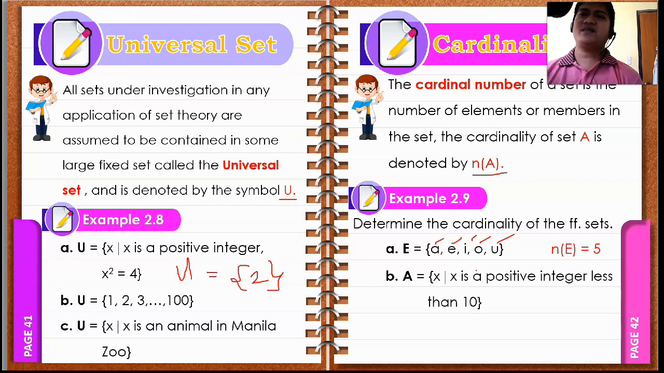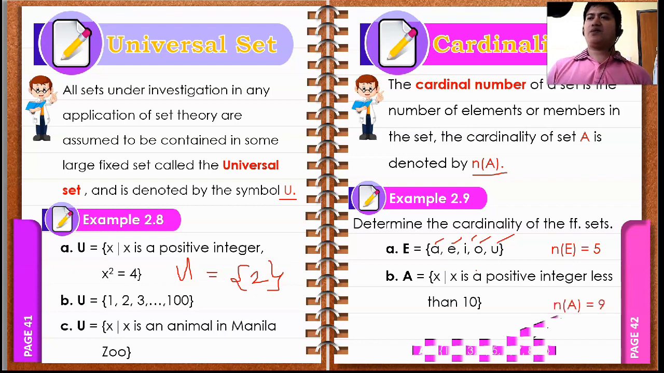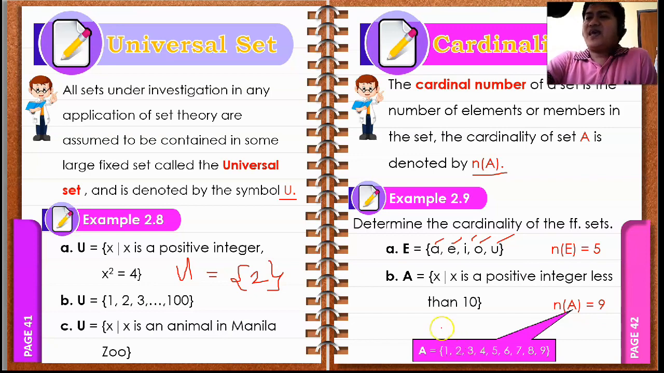Another example, we have set A equal to the set of all x such that x is a positive integer less than 10. In this case, n(A) equals 9, because the positive integers less than 10 are 1, 2, 3, 4, 5, 6, 7, 8, 9. Therefore, there are 9 elements in set A, so the cardinality of set A is 9. It is very easy to determine the cardinality of a set. In other words, just count the number of elements in a given set.